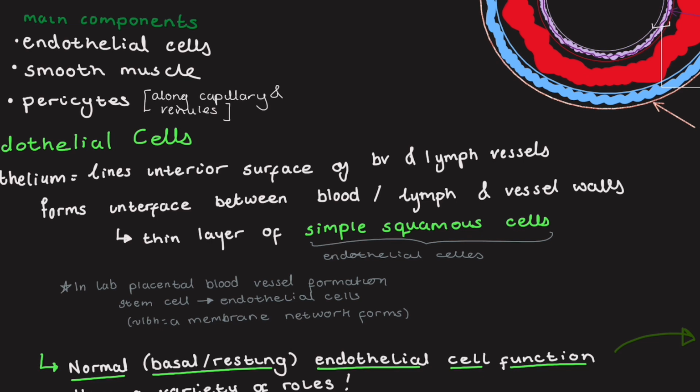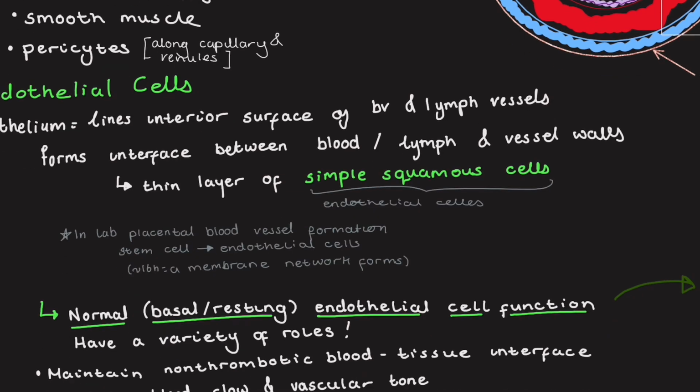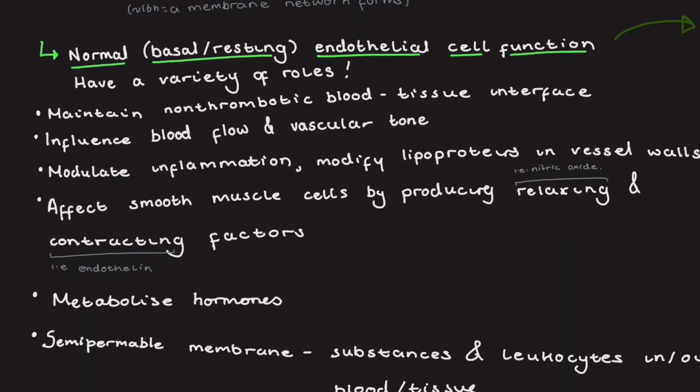They affect smooth muscle cells by producing relaxing and contracting factors, so things like nitric oxide, which allows for relaxation, and endothelin, which allows for contraction. They also have a role in metabolizing hormones, and they're also semi-permeable membranes, so that substances and immune cells, like leukocytes, can move in and out of the blood and the tissues.